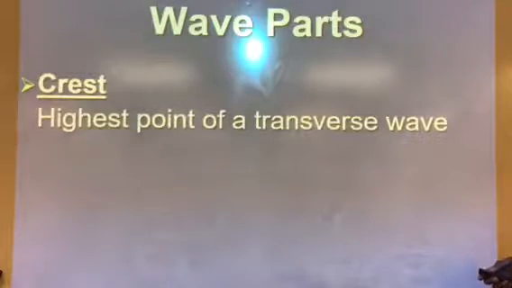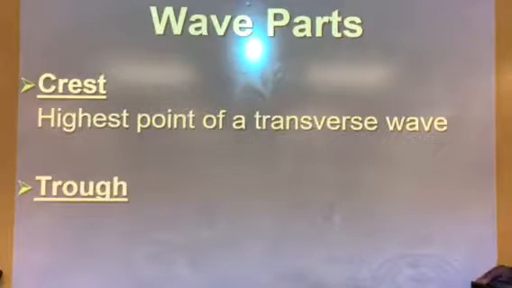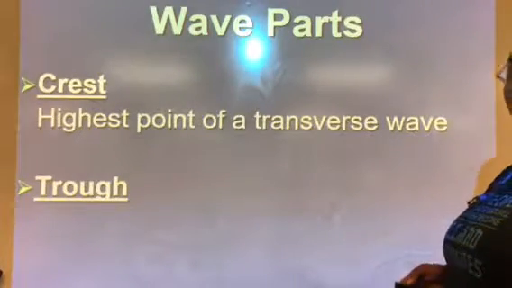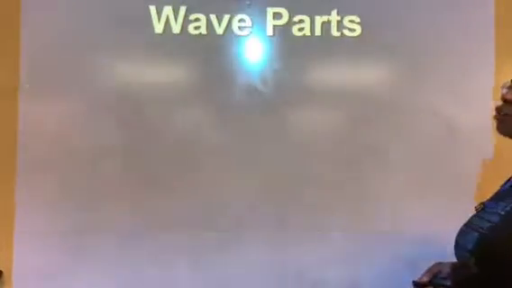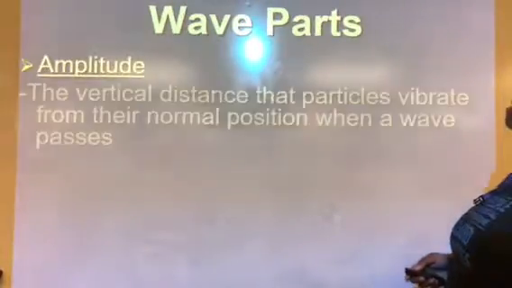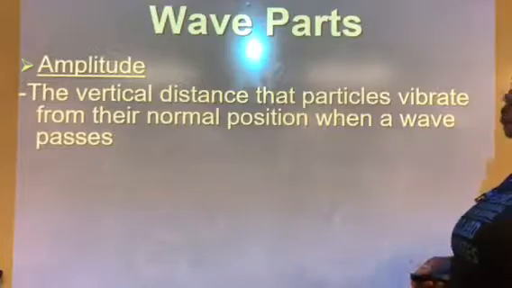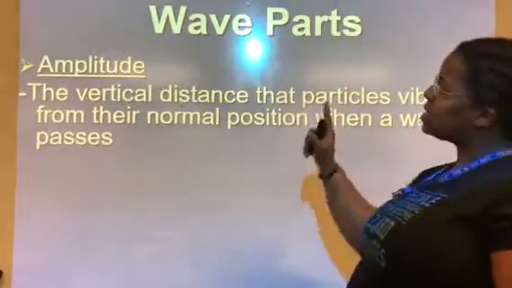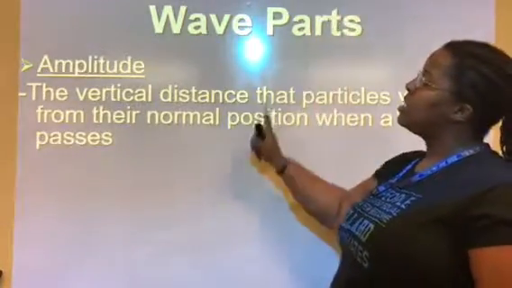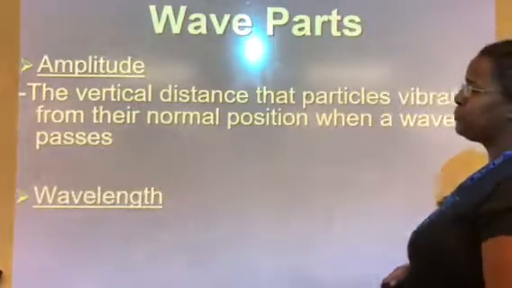Now, parts of your wave. The highest part of my wave is going to be the crest. The lowest part of the wave will be your trough. We've talked about amplitude before. So we're going from our mid area to the very top, my crest. That will measure our amplitude.